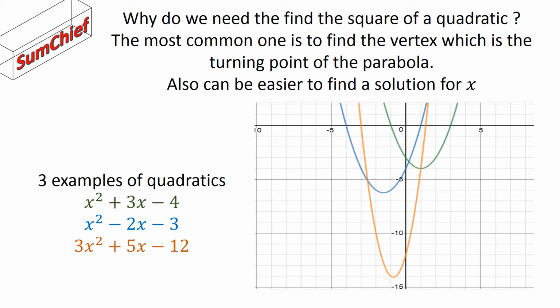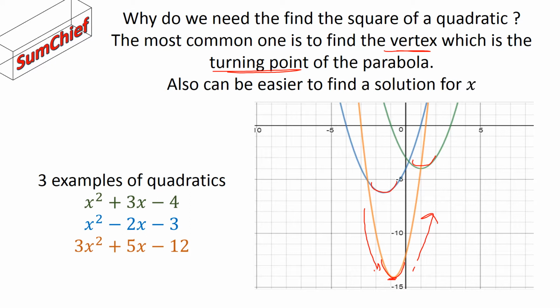So the most common reason to complete the square of a quadratic is to find the vertex, which is otherwise known as the turning point. So the turning point of these quadratics is here, here and here. Basically it means this quadratic here is coming down in value, hits the low point and starts increasing in value. That's called the turning point. So it's where it starts changing direction.